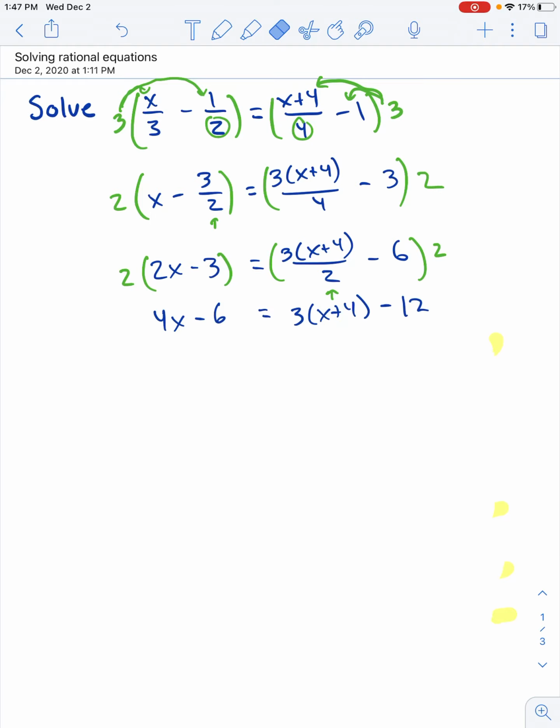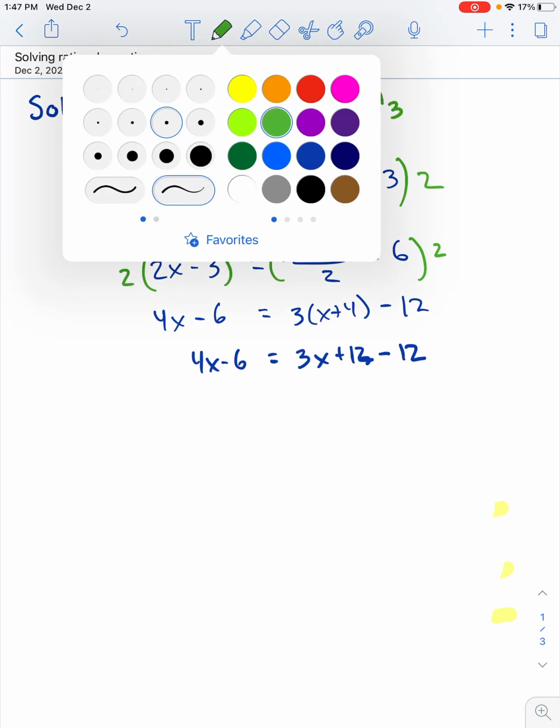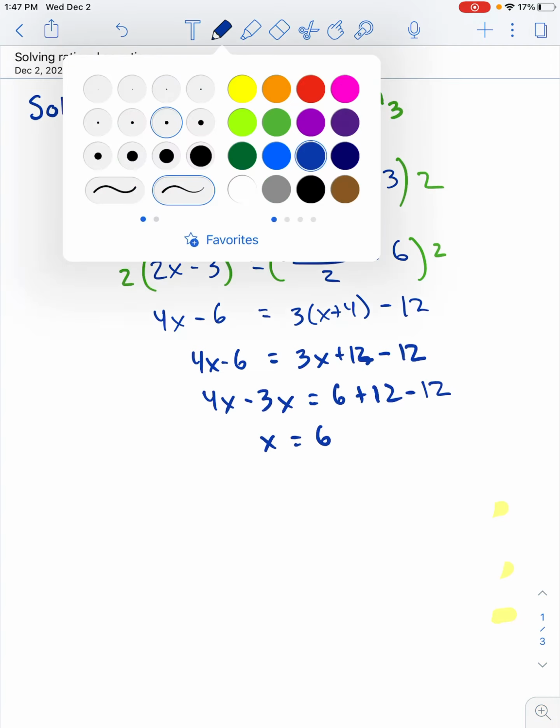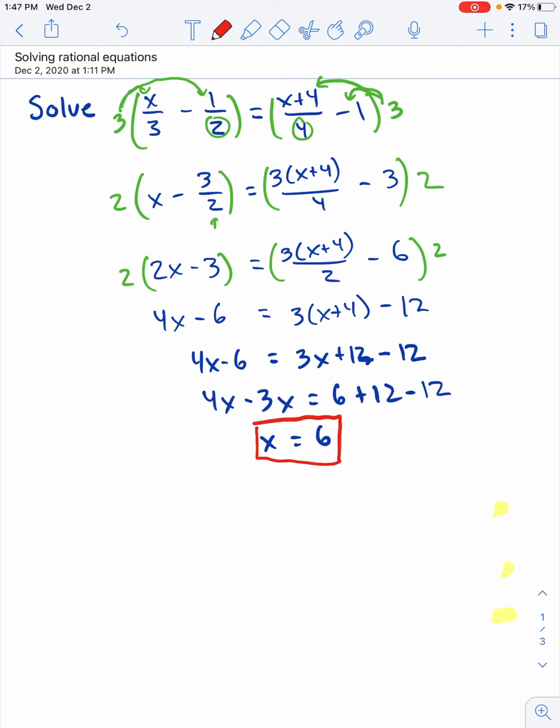So I am left with no denominators, which is great, because now I can just start moving x's around in order to isolate x and eventually solve for it. So I can simplify this further. From here, I'm going to add all the x's to this side, add all the numbers to this side, so I'll get x equal to 6, and that is my final answer.